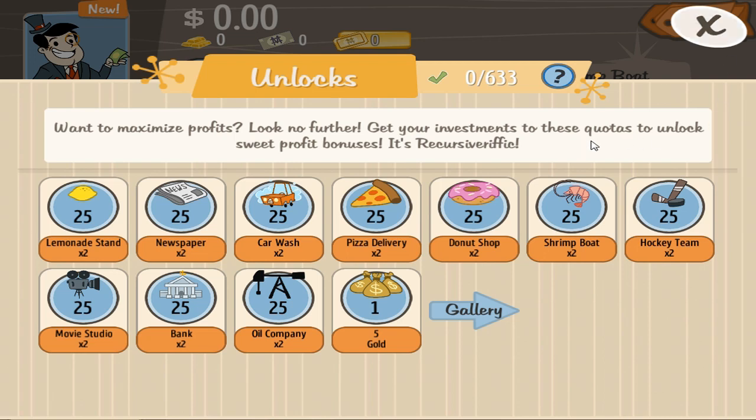On the unlocks page here, he says, want to maximize profits? Look no further. Get your investments to these quotas to unlock sweet profit bonuses.